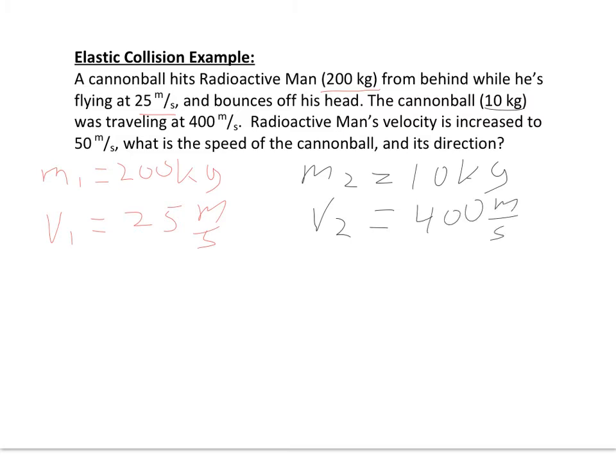Okay, and again, we'll figure out direction here in just a second. All right, so it says radioactive man's velocity is increased to 50 meters per second. There's nothing to indicate a direction change here. So my V1 prime is going to be this 50 meters per second, from 25 to 50 meters per second. And it says, what is the speed of the cannonball and its direction? The only unknown here is V2 prime, and that's what we're trying to figure out. So I'll put a question mark by that.